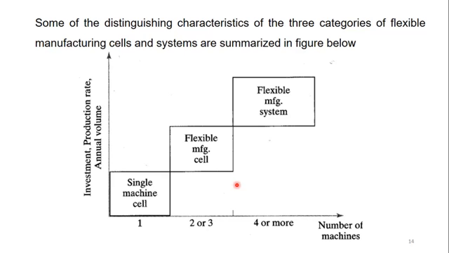This is a graphical representation of the number of machines versus the amount of investment needed, production rate or annual volume. If it is a single machine, definitely the investment is less, the production rate will be less, and the annual volume will be less. If the machines are more, definitely investment increases and volume also increases. In an FMS, there is a huge amount of investment, and definitely the production rate will be very high.